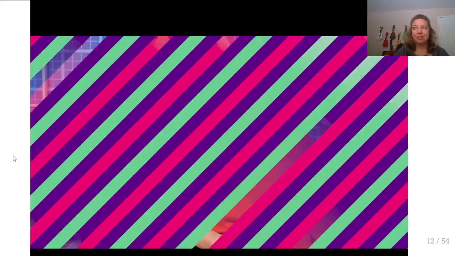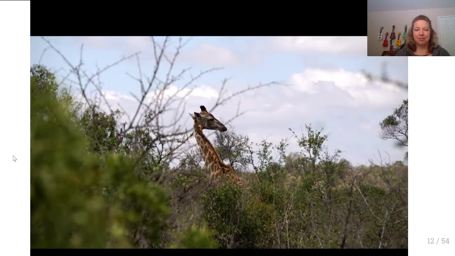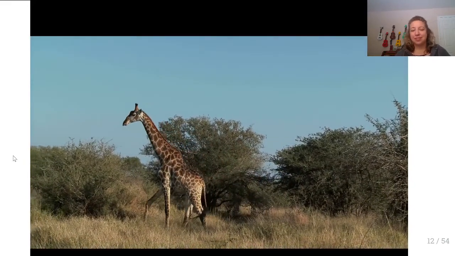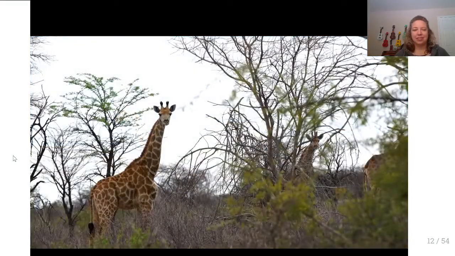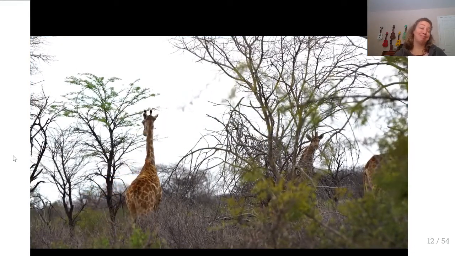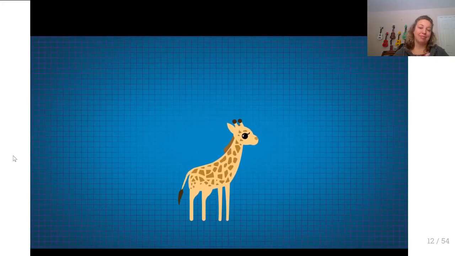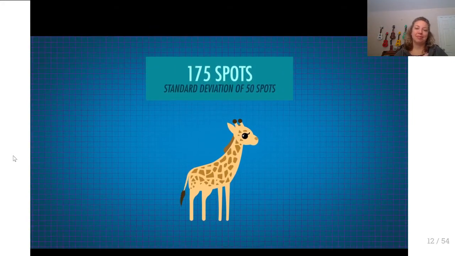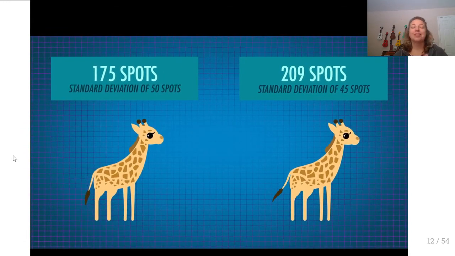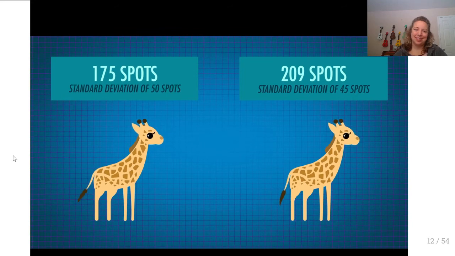In theory, one way you could test a hypothesis or model is by how well it predicts the data you got. For example, you and your best friend really love giraffes, and you spend a lot of time watching them at the zoo and drawing sketches of them. So you both have a hypothesis about the average number of spots a baby giraffe has, but they're slightly different. You think that baby giraffes have an average of 175 spots with a standard deviation of 50 spots, and your best friend thinks that baby giraffes have an average of 209 spots with a standard deviation of 45 spots.